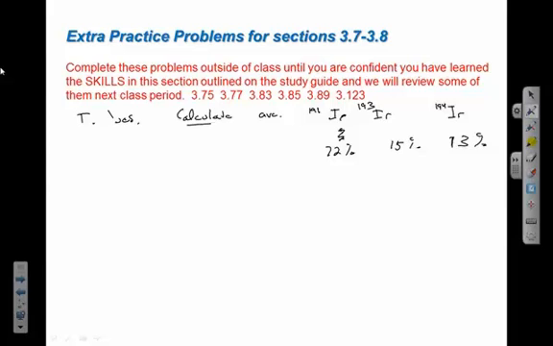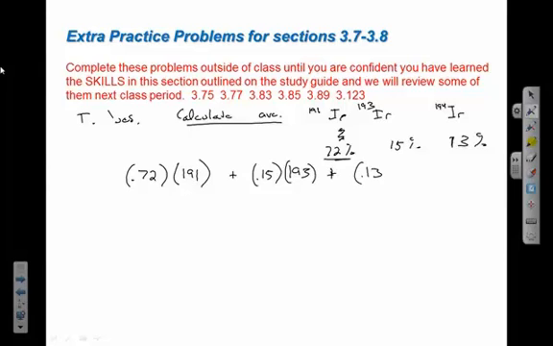So if I ask you to calculate the average, the way to do that would be to multiply these percentages, convert them into fractions. So it would be 0.72 times the 191 mass. And I would add to that the fraction that the second isotope contributes to the average, which would be 0.15 times the 193 mass. And then I would also add the 0.13 times the 194 mass. And that would give me the average, which should match the average on the periodic table.